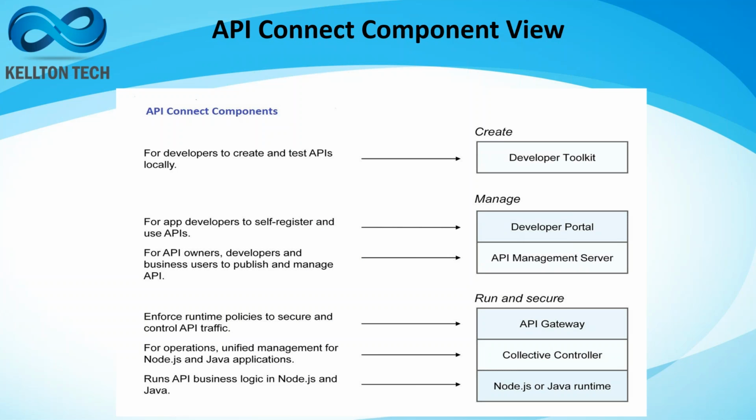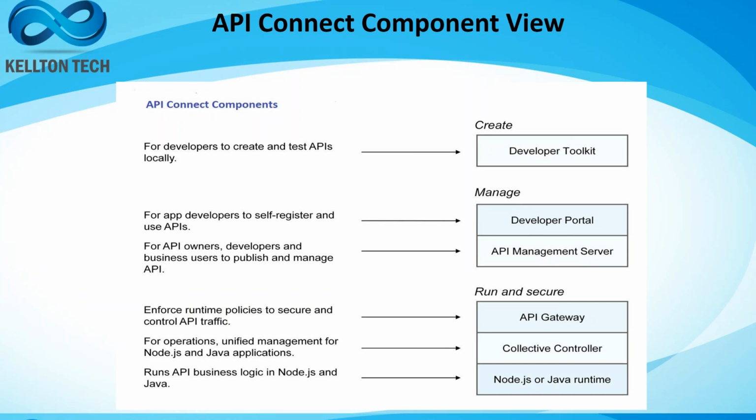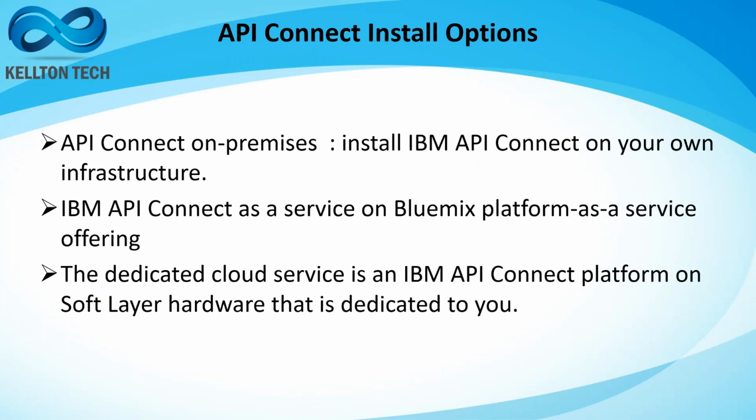before actually it invokes the APIs. You have 3 installation options for API Connect. You can have API Connect on premises. You can have IBM API Connect as a service on Bluemix platform. Also, you can have a dedicated cloud service, on the API for the API Connect platform on software layer.